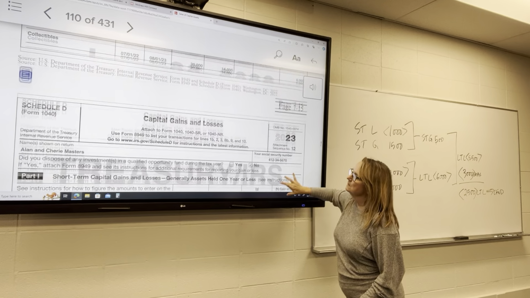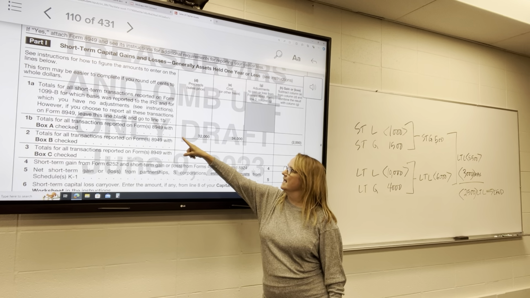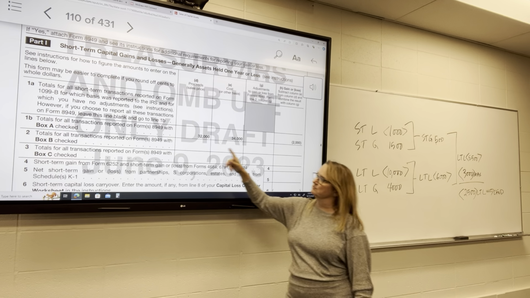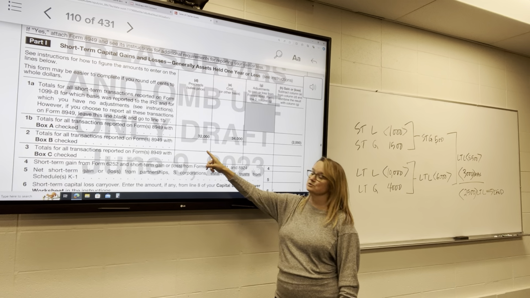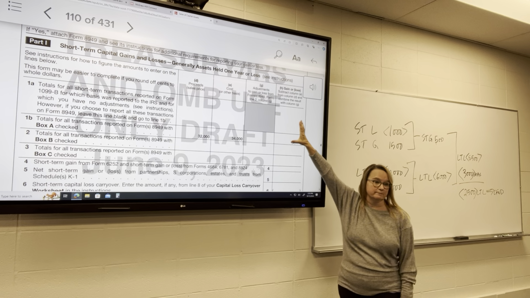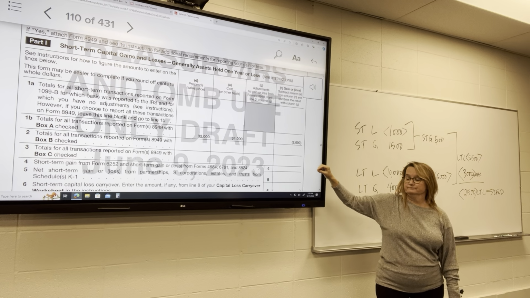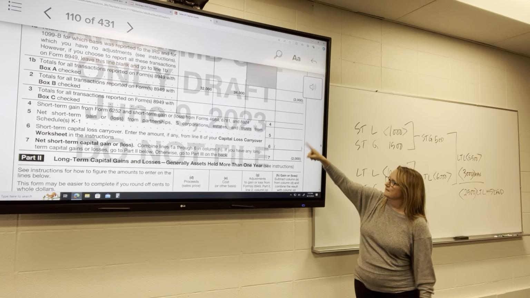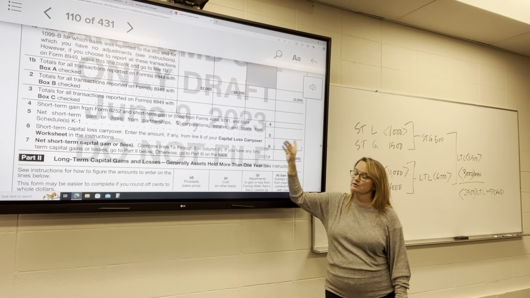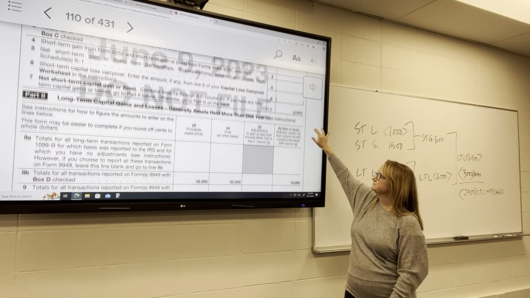Whatever was in box A, the totals we're going to transfer here. Whatever was in box B, the totals we're going to transfer here. Box C, here. These are all short term. Those all get netted. This is where the netting of the short term comes in. Gain or loss, all of that transfers again. If you have any capital loss carryover from last year, that would be entered there.